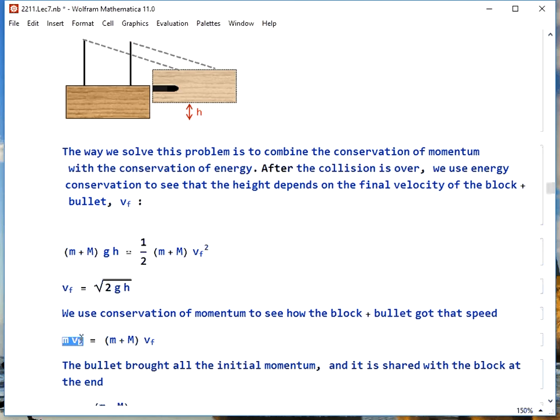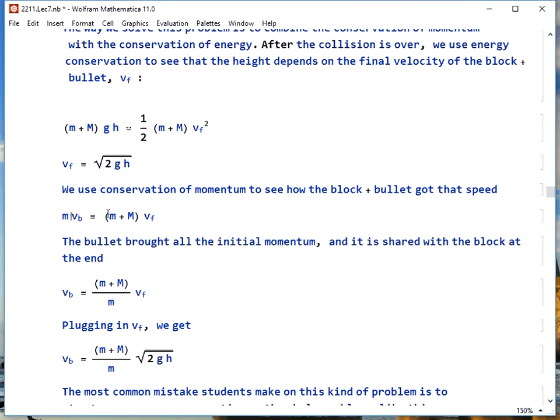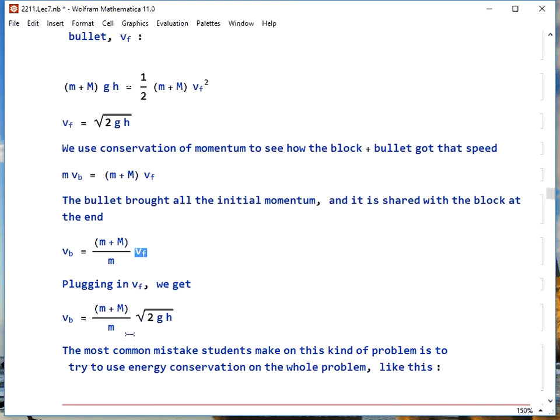Initially, all the momentum was carried by the bullet. We have its mass times its initial velocity. After the collision, it was all carried by the block and bullet. So we can solve this for the bullet's initial velocity in terms of the final velocity of block and bullet. We have an expression for that, so we can write this.